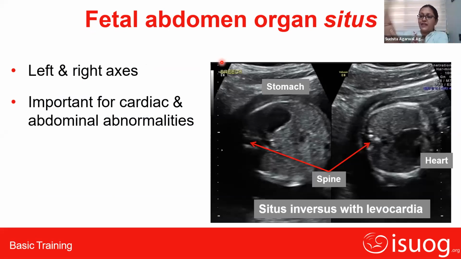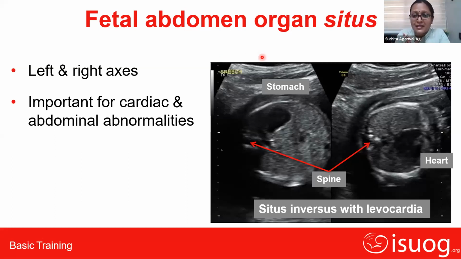Breech presentation means I will put my hand down. Actually, we need to know only two things. We need to know the position of the head, whether it's a cephalic presentation or a breech presentation, and we need to know the position of the spine.